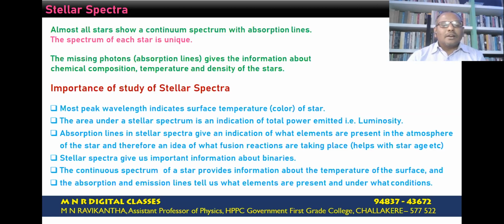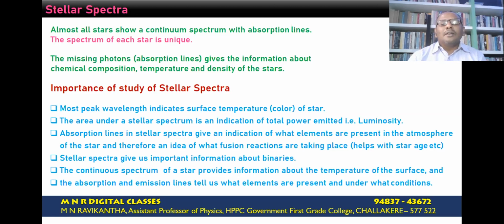The stellar spectra give us important information about binaries. The continuum spectrum of a star provides the information about the temperature of the surface, and the absorption and emission lines tell us what elements are present under what conditions. So the conclusion is, just by studying the stellar spectrum, we can learn many things.